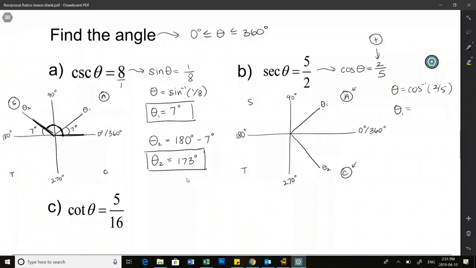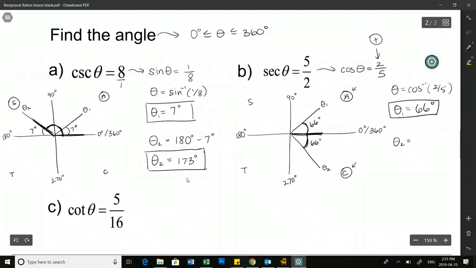Cos inverse of 2 over 5? 66 degrees. Do you guys agree? Do you all get that? So that's this angle measurement right in here. It's also the reference angle over here. So how do I figure out what theta 2 is? Yeah, it'll be 360 minus 66, which gives us 294.